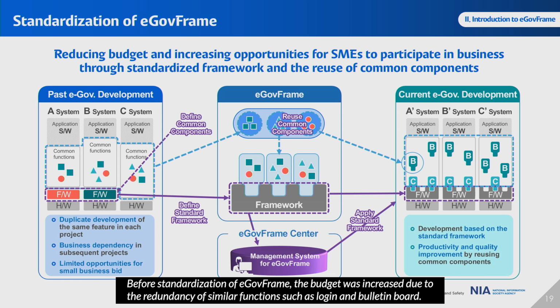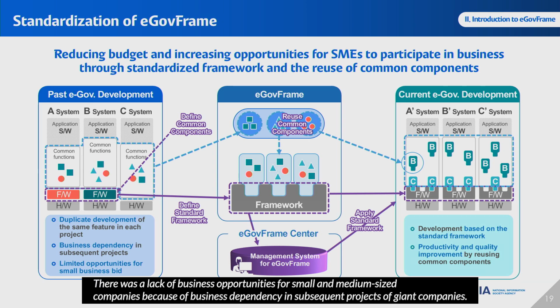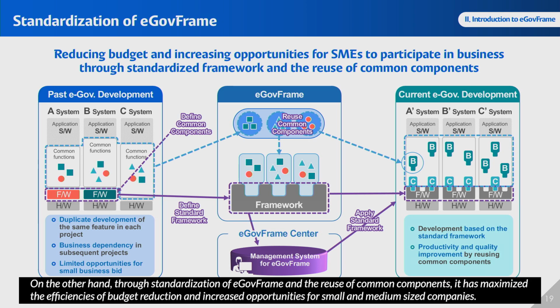Before standardization of eGovFrame, the budget was increased due to the redundancy of similar functions, such as login and bulletin boards. There was a lack of business opportunities for small and medium-sized companies because of business dependency in subsequent projects of giant companies. On the other hand, through standardization of eGovFrame and the reuse of common components, it has maximized the efficiency of budget reduction and increased opportunities for small and medium-sized companies.